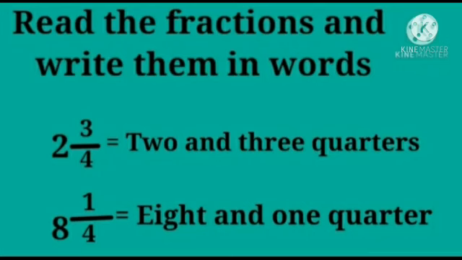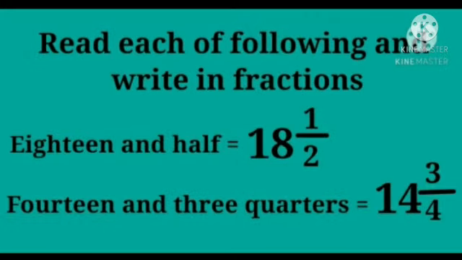Now we will read the fraction and write them in words. 2, 3 upon 4 is written as 2 and 3 quarters. 8, 1 upon 4 is written as 8 and 1 quarter. Read each of the following and write in fractions. 18 and half is written as 18, 1 upon 2. 14 and 3 quarters is written as 14, 3 upon 4.